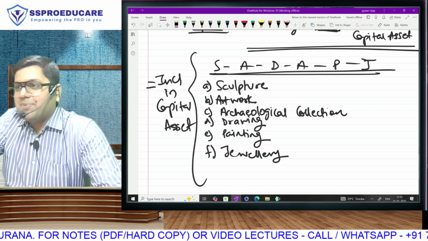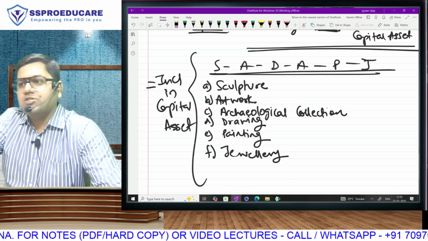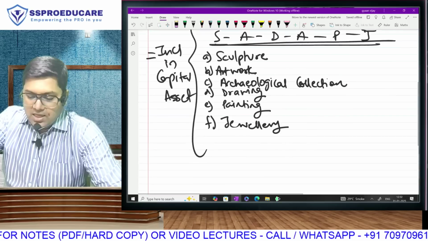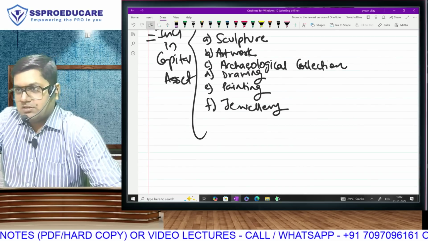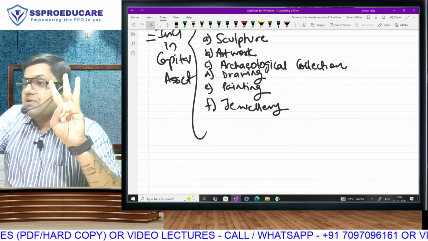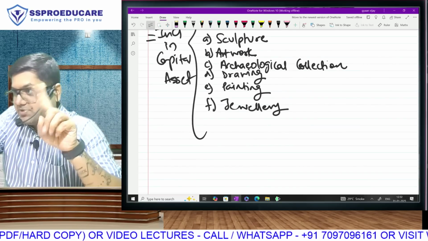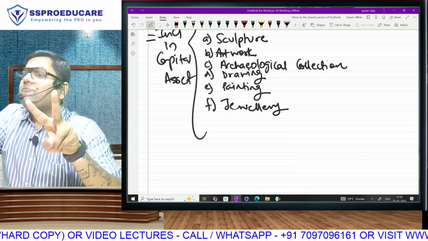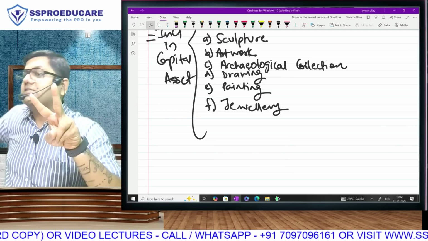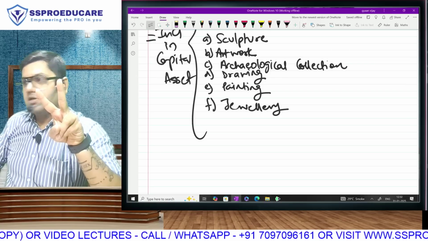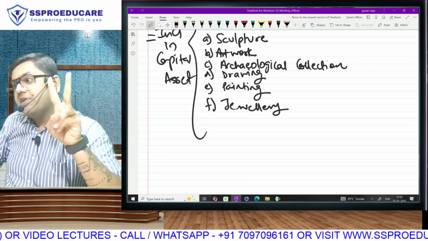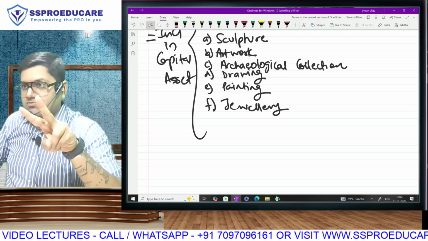Understood? Sculpture, artwork, drawing, archaeological collection, painting, and jewelry. And as far as the definition of jewelry is concerned, in income tax law, it is required thrice. One in capital gains chapter here. Second, in income from other sources, when we receive jewelry as gift, it is taxable income. Gift is taxable under IFOS. Gift includes jewelry. So we need definition of jewelry there also.